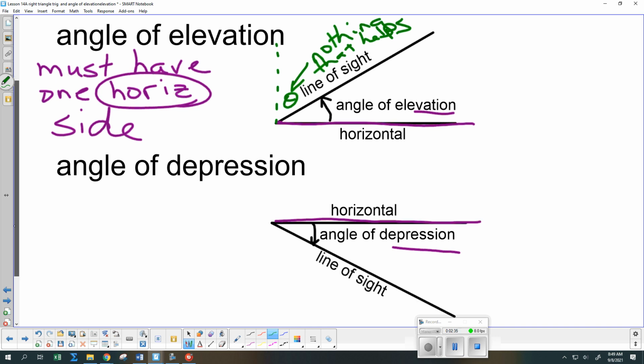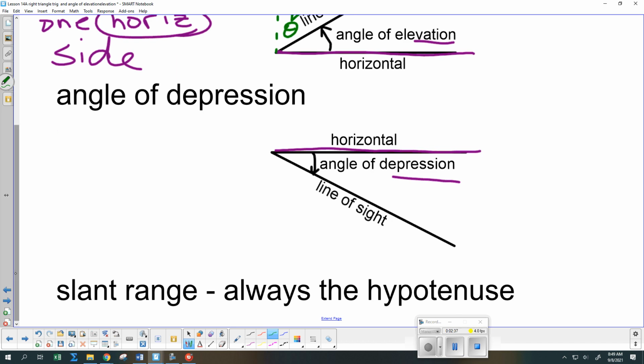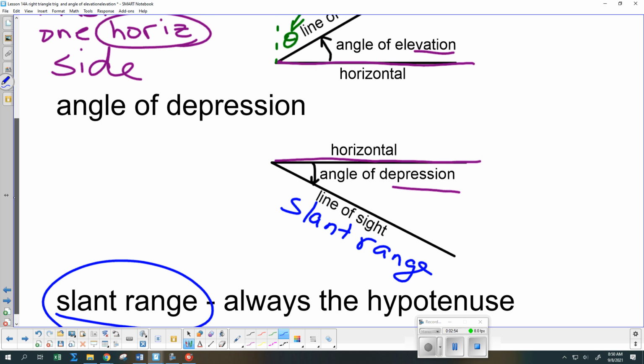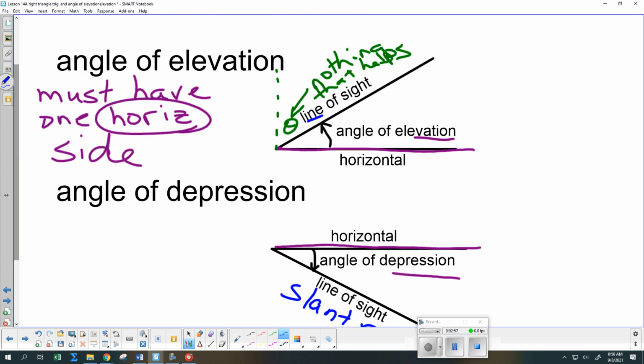In addition on that, they will talk about slant range, and that just means the slanted line, the hypotenuse. So for an angle of depression, it's that line of sight that's tilted down, it's the slanted one. Up here, that line of sight is also the slant range.